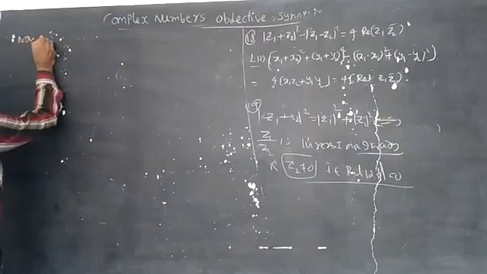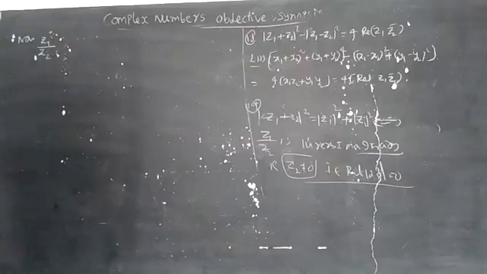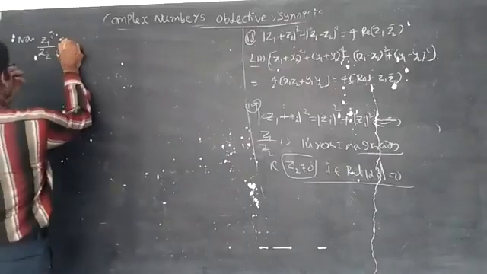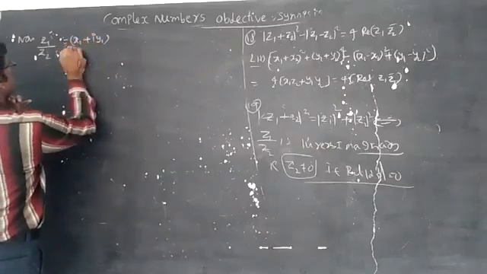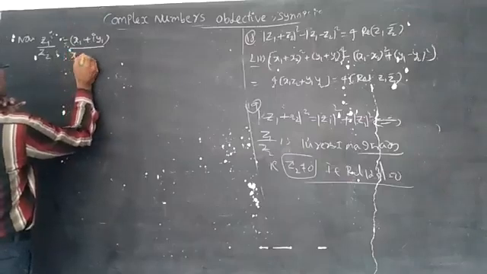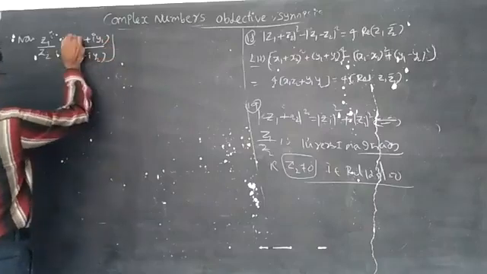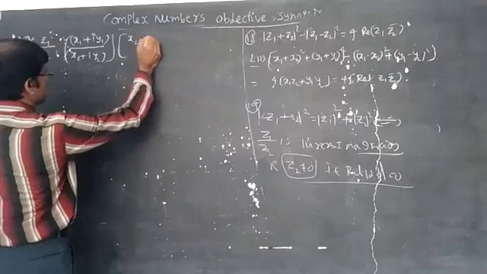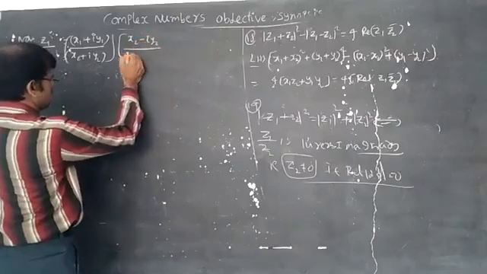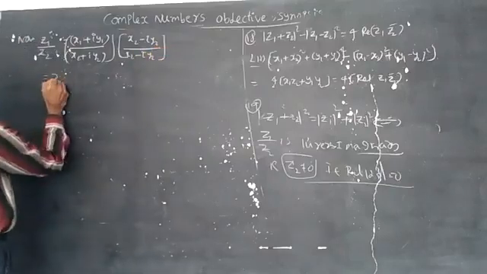For the theorem, let us consider simply z1 by z2. Take x1 plus i y1 for z1, and take x2 plus i y2 for z2. Here, multiply and divide by x2 minus i y2.